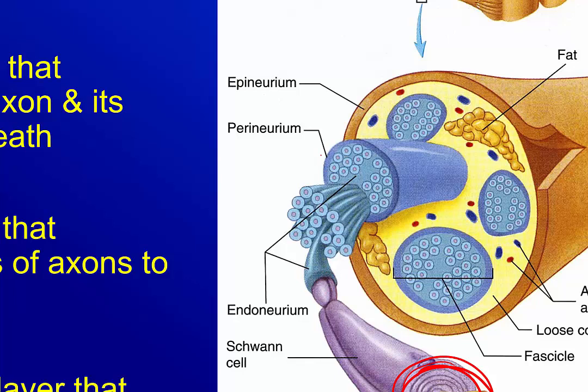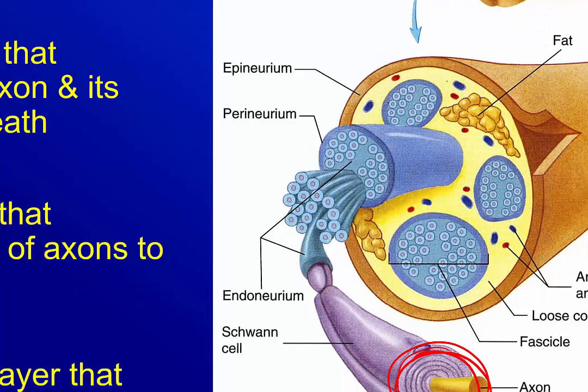Perineurium bundles these together. So each dark blue that you see here, that's a perineurium. And each individual unit like this is called a fascicle. Okay? If I take several fascicles, or fasciculi, and put them together and cover them again, this is called the epineurium. This is a nerve.